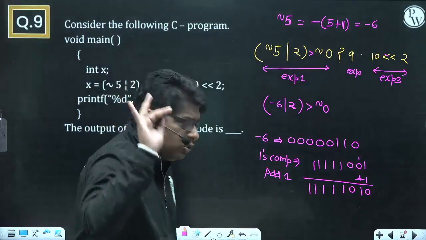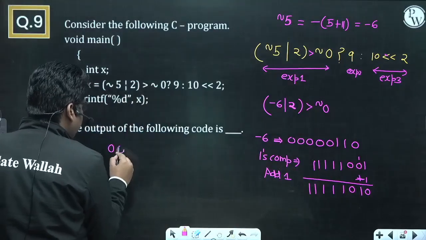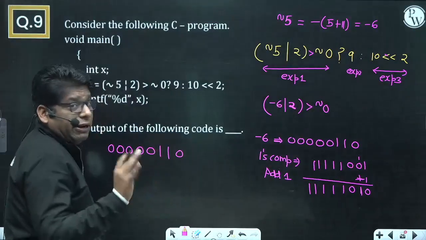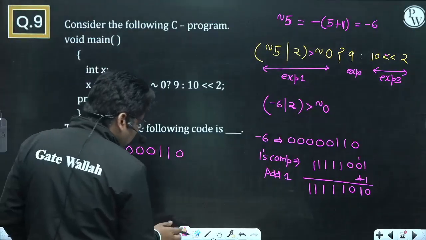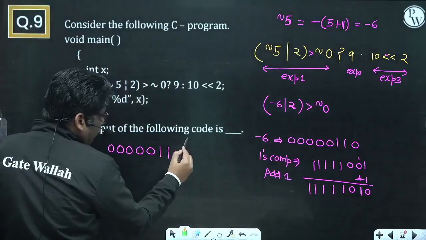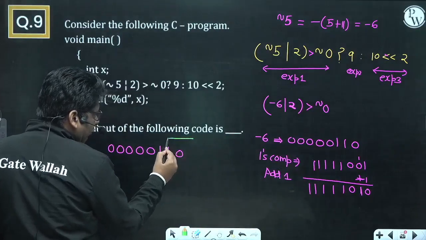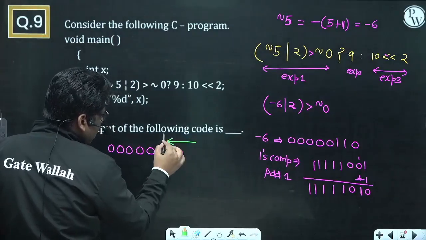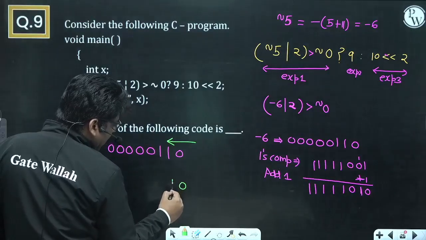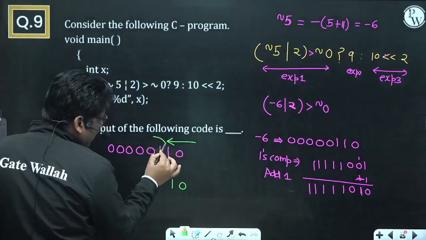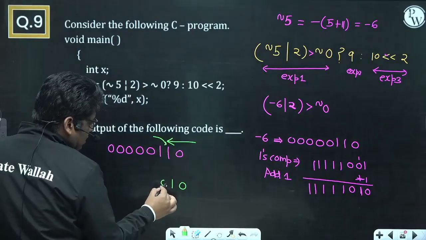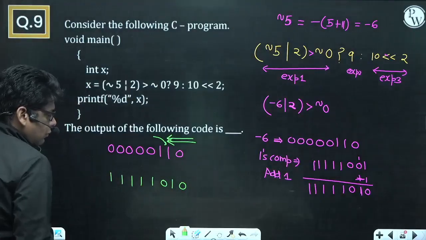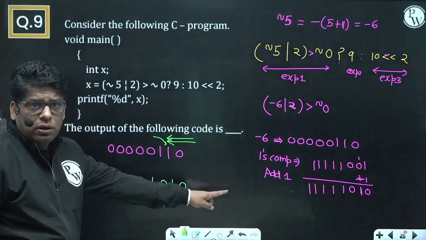Sir, is there any method to find the 2's complementation of a number? Let me find the 2's complementation directly. How to find? Move from right to left until the first one is encountered. Just write everything as it is. Once the first one is encountered, then flip all the bits. So 1 becomes 0 and 0 becomes 1. Are they same or not?